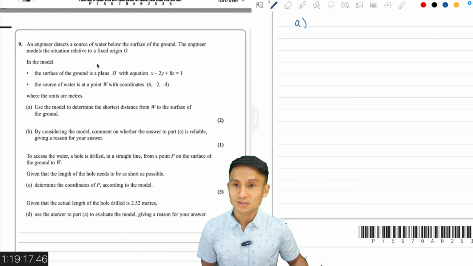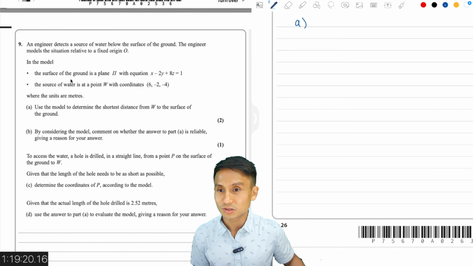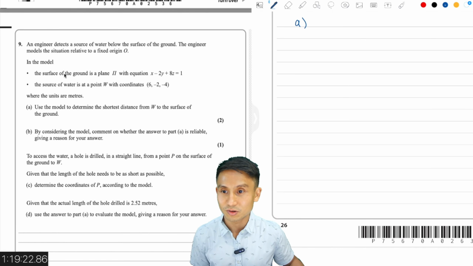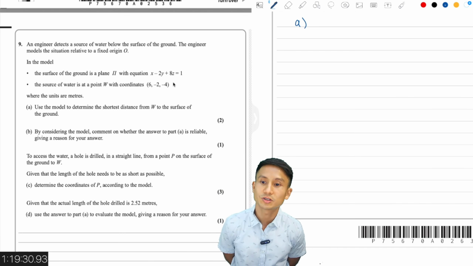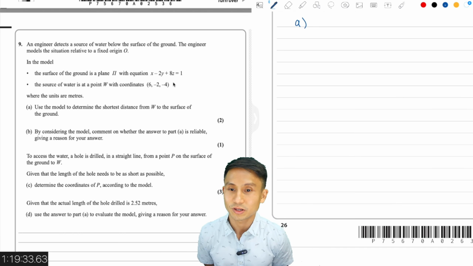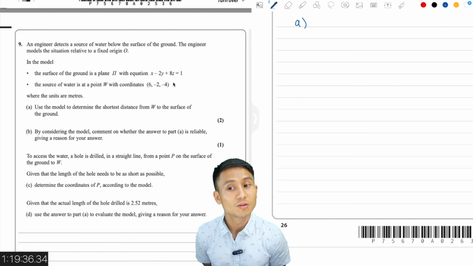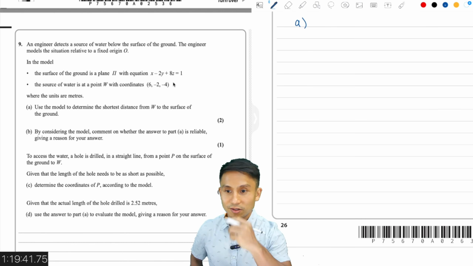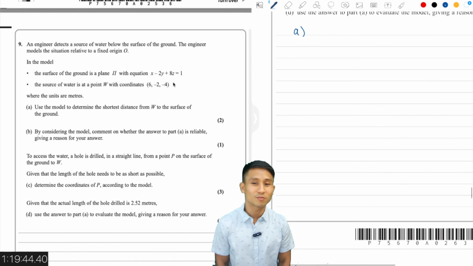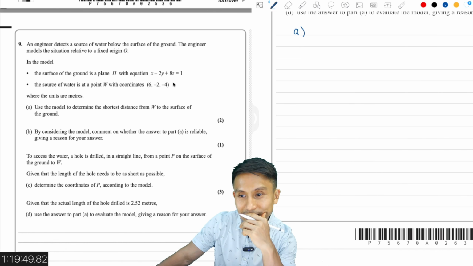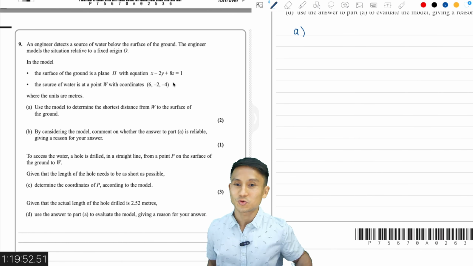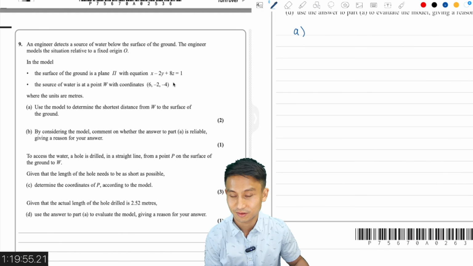Number 9. An engineer detects a source of water below the surface of the ground. The engineer models the situation relative to a fixed origin. In the model, the surface of the ground is a plane with that equation. The source of water is at the point W with those coordinates, where the units are meters. A, use the model to determine the shortest distance from W to the surface of the ground. So the surface of the ground is a plane. We want to find the shortest distance between a point and a plane, right?